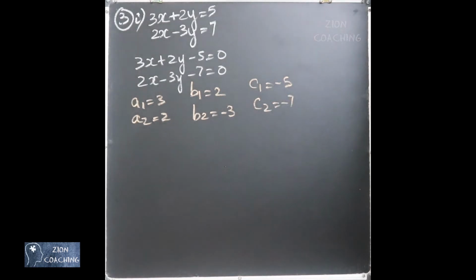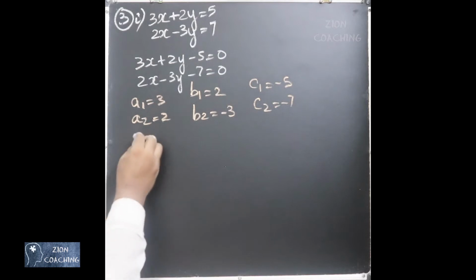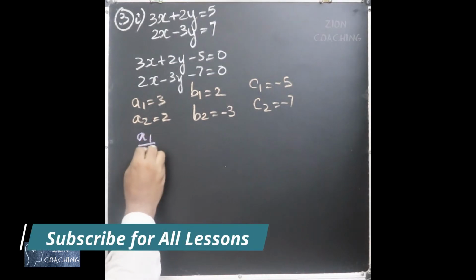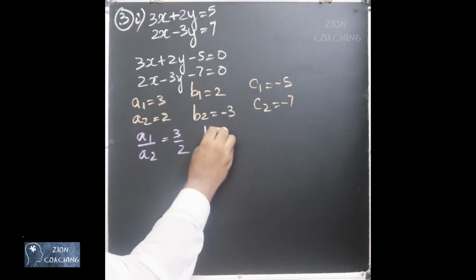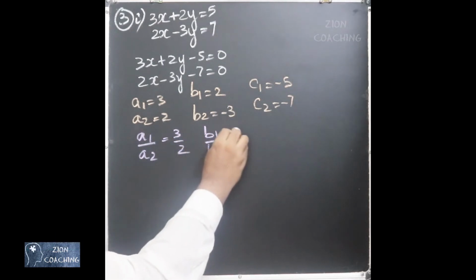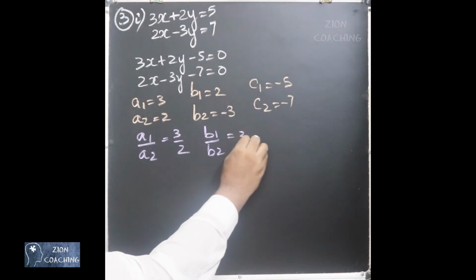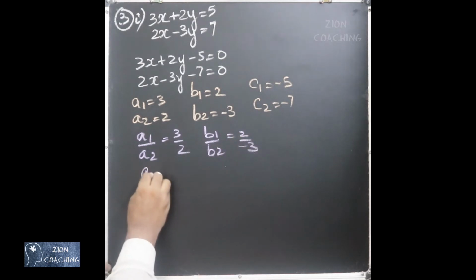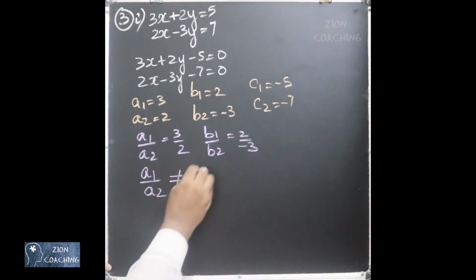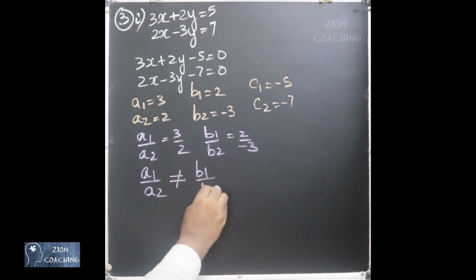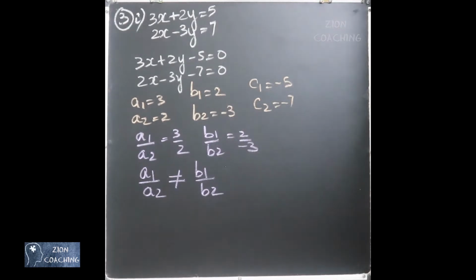Now you can see that a1 by a2 is 3 by 2, b1 by b2 is 2 by minus 3. That is, by comparing we can say that a1 by a2 is not equal to b1 by b2. So they are going to represent a pair of intersecting lines. This condition represents a pair of intersecting lines.